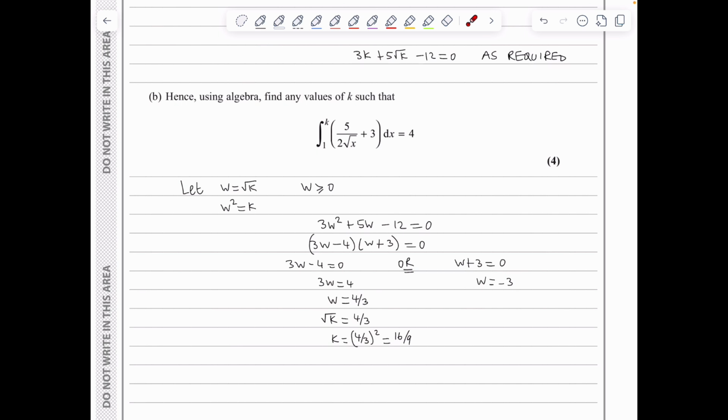We reject it because we know that w is greater than or equal to 0, so I'm going to say here reject, it's not valid, and therefore all in all we've got only one solution, that k is 16 over 9.